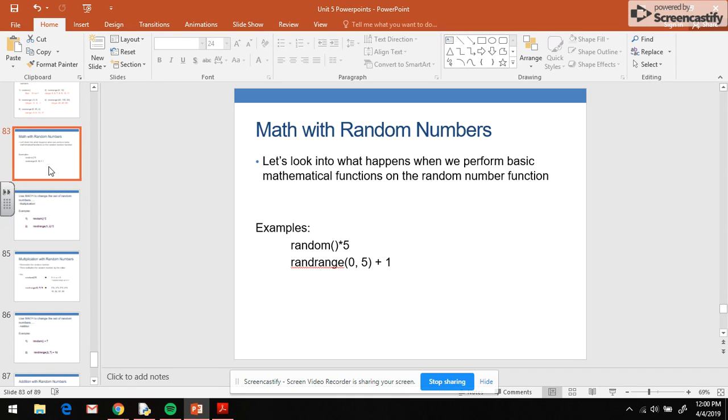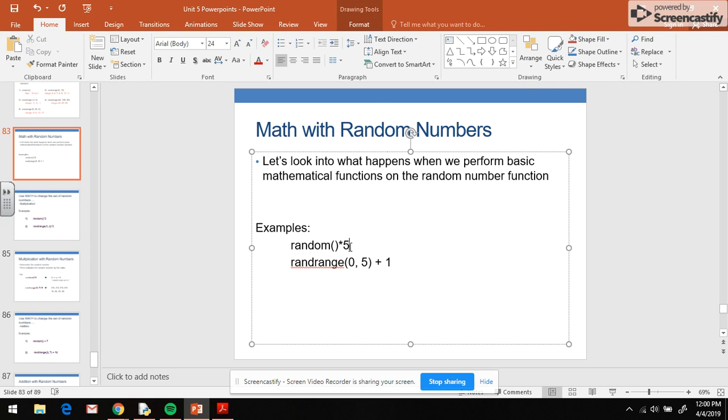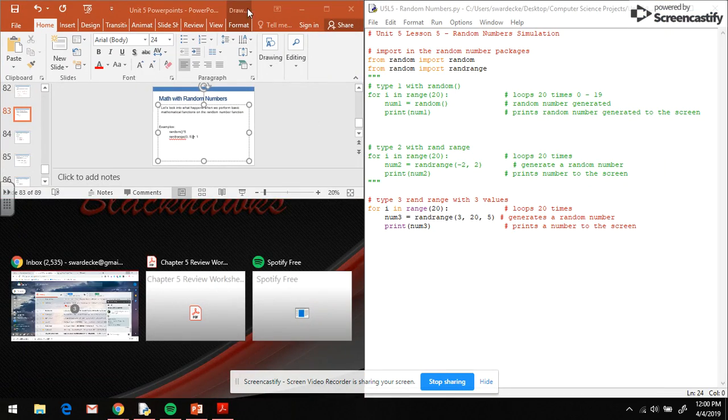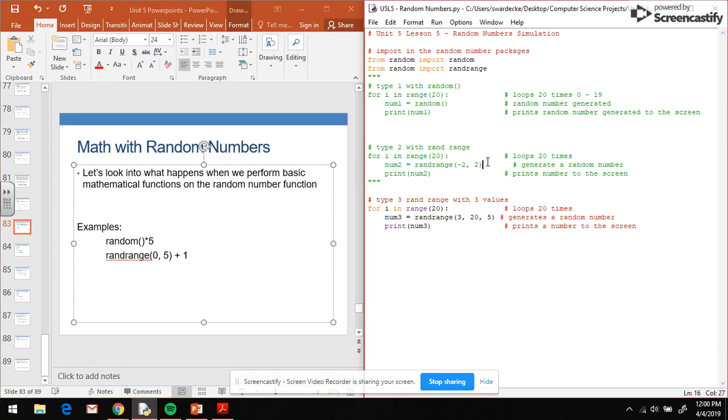Now, the last thing we're going to do is we're going to look at math with random numbers. And I just want to talk about, what's going to happen when we multiply, say, that random set of numbers by 5, or we add 1 to it. So we're going to look at what happens when we do this, and we can even use our examples here to help us out if we want to. So I'm going to uncomment some of these so that I can use them as we talk.